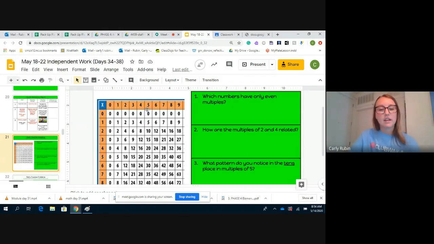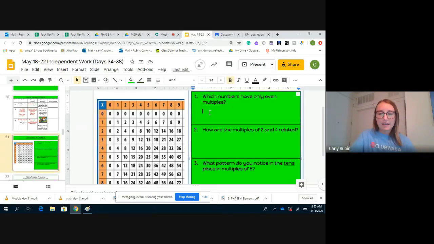All right, 5 is an odd number, so even though it has some even multiples, some of them are odd. Like 5 is an odd number, 15 is an odd number, because if you skip count by 2, you wouldn't land on those numbers. All right, so which numbers only have even multiples? Those are going to be the even numbers. So 2, 4, 6, and 8 from this chart are all going to have only even multiples.